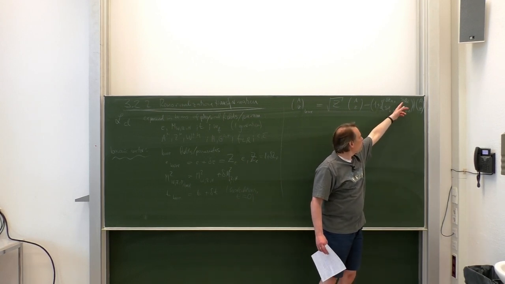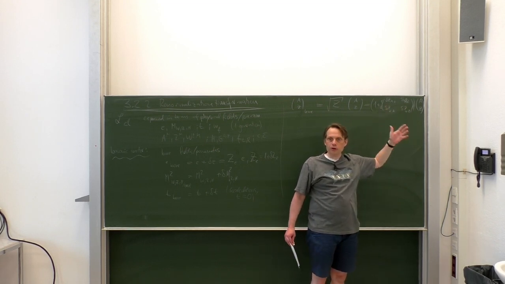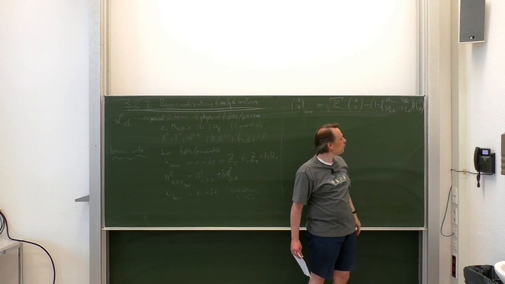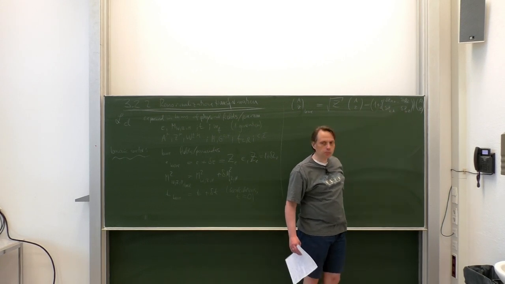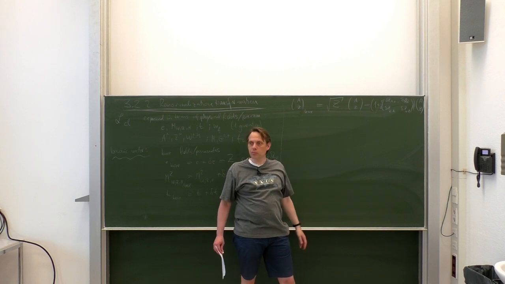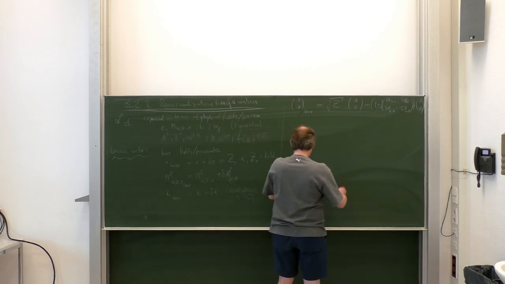And between those four Z factor entries, there would be some relationship. So the divergences of the four are not all independent. That is what we discussed the last time. But anyway, we keep them as independent. And in particular, we can choose the finite parts later on with four independent conditions.